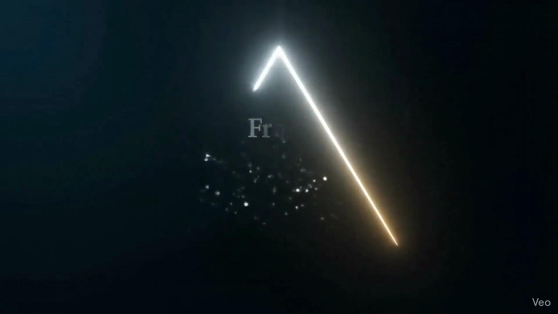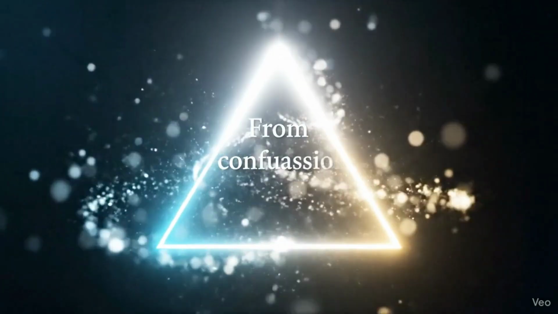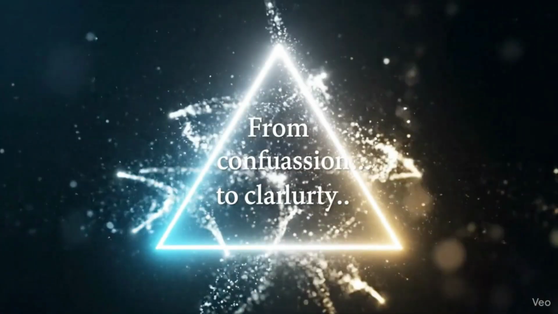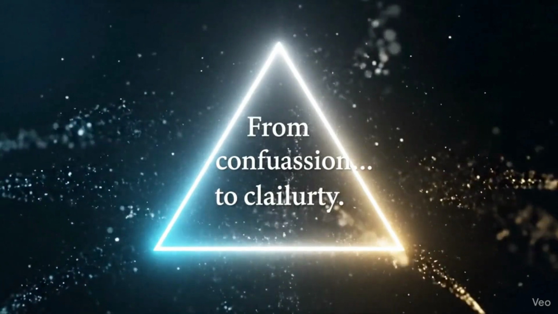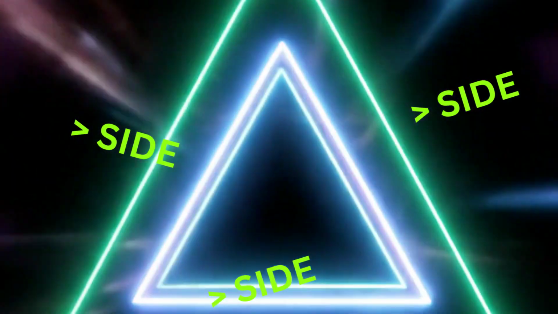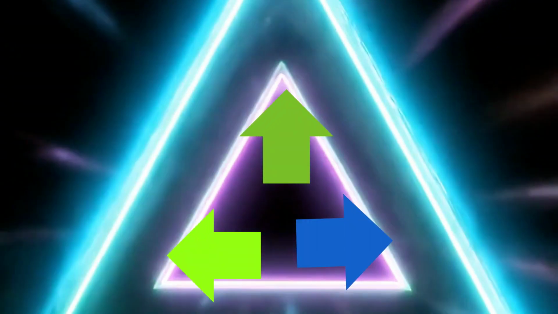So the basic idea of a triangle is these three things: three sides, three angles and three vertices.